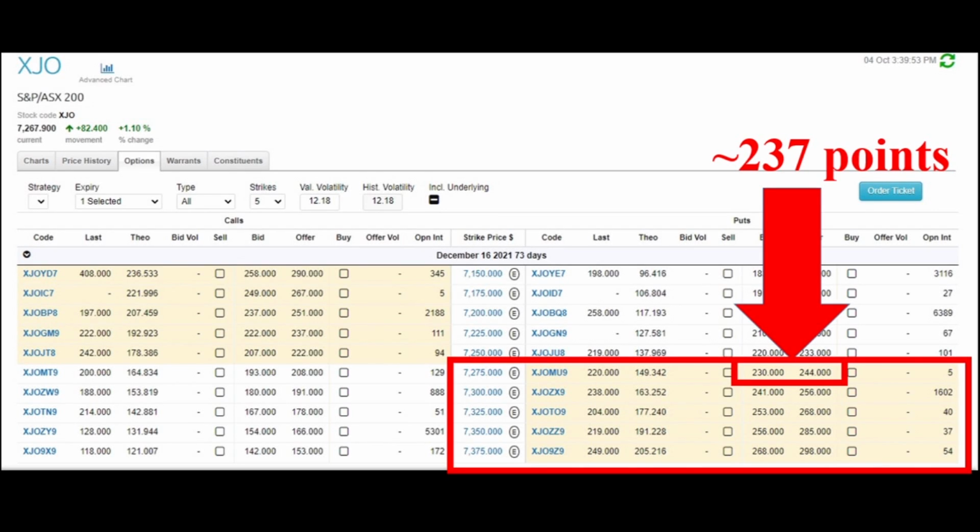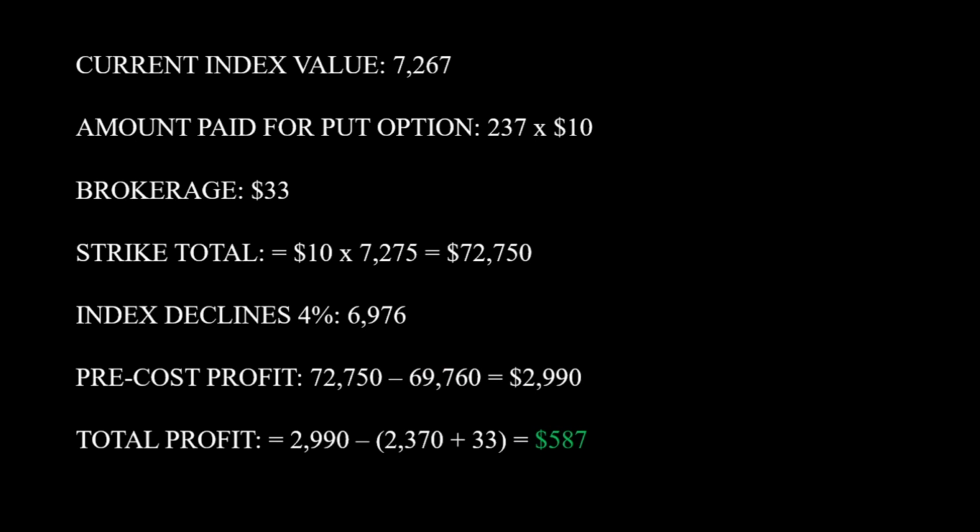Now, as you can see, the price, or what we like to quote in points, for a put option with an expiration in December for 7,275 was roughly 237 points. Now that is the average between 230 and 244. Now let's take a look at what would happen if we bought a put option and we saw a decline in the market within those 3 months of 4%. Now the current index value, as I just mentioned, is 7,267. And the amount that we paid for the put, and this is a bit intricate, but I'm sure you can follow, is 237 points.